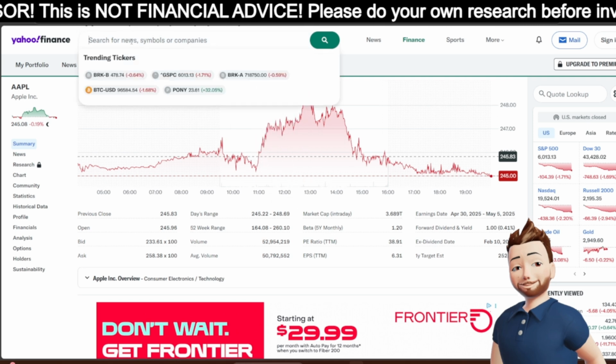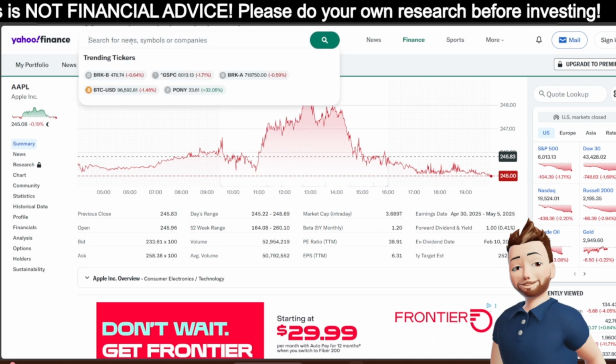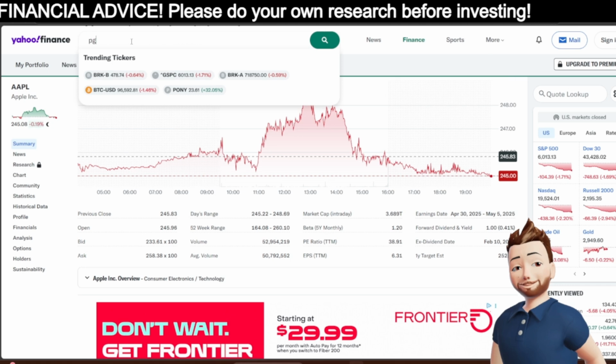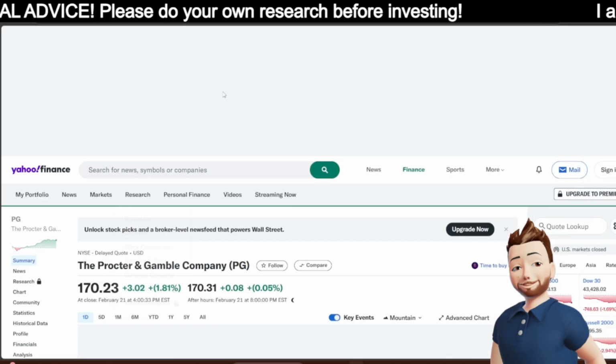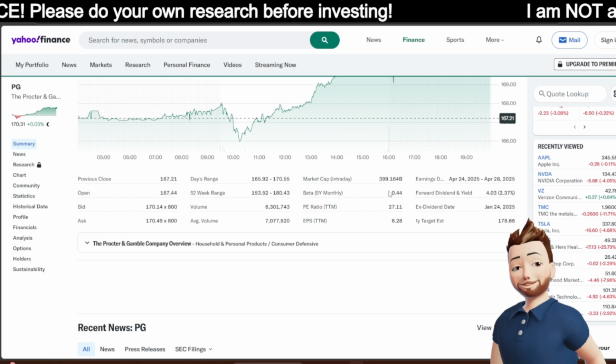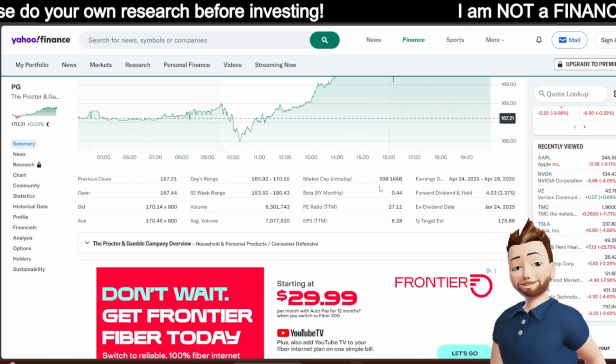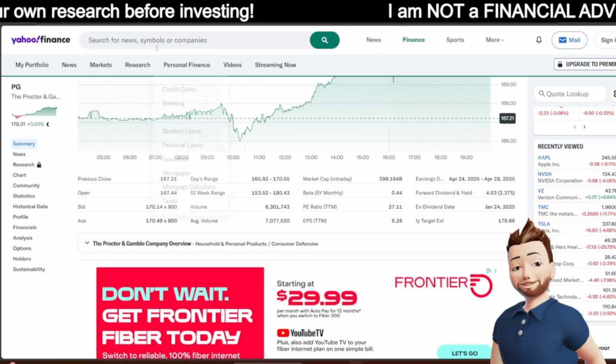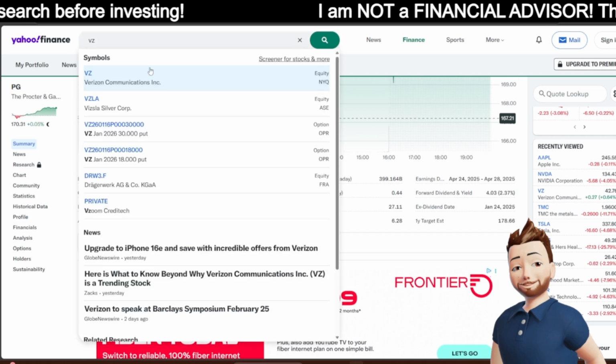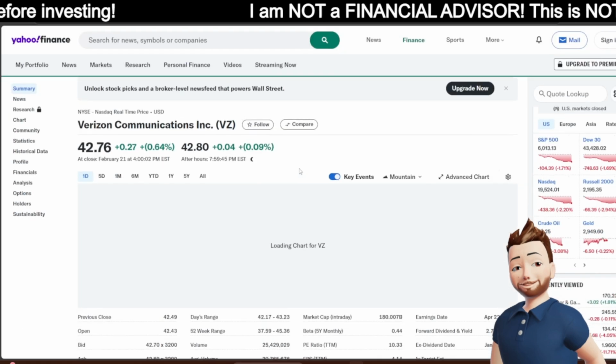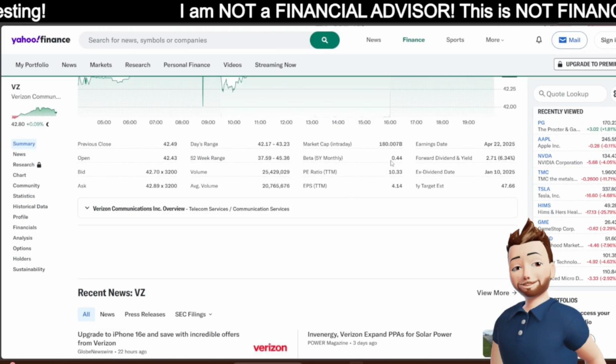If you're looking to retire soon, you want to look at dividend paying companies, for example. I know Procter & Gamble is a huge one. This one probably has a beta less than 1, 0.44. So very safe haven stocks here like Procter & Gamble. Verizon's another one where it's very, very safe and passive for that approach, also 0.44.